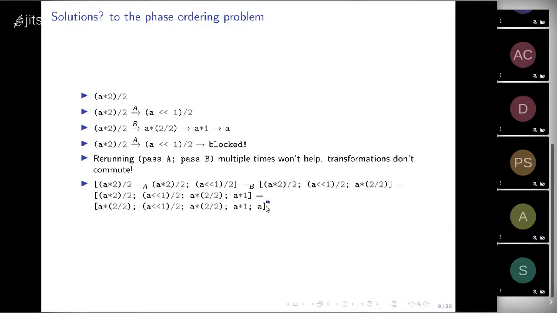So the advantage of never deleting the old program, but simply storing both the old and the new program, is that now the ordering doesn't matter because we never destroy any information. But of course the problem with this is that this can get pretty large, because you're literally storing entire copies of programs.